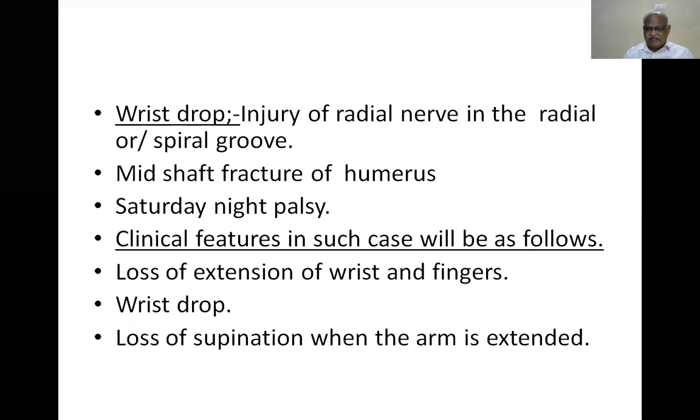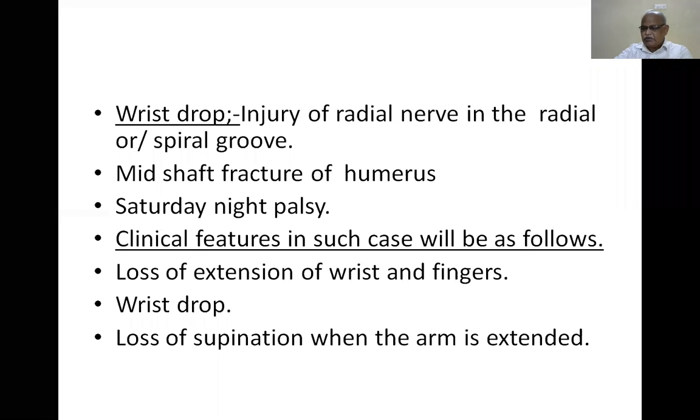So injury of the radial nerve in the spiral groove will also cause wrist drop. Now, clinical features in such a case will be loss of extension of the wrist and fingers. Why? The extensor muscles supplying the fingers: extensor digitorum, extensor pollicis longus, extensor indicis, and extensor pollicis brevis. These muscles on the posterior compartment of the forearm give tendons to the five digits, so their action is lost.